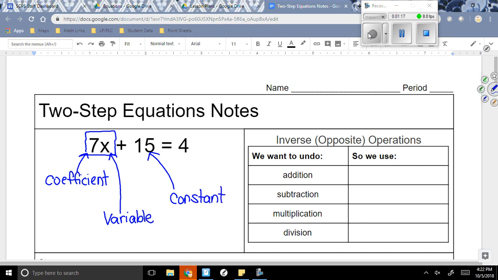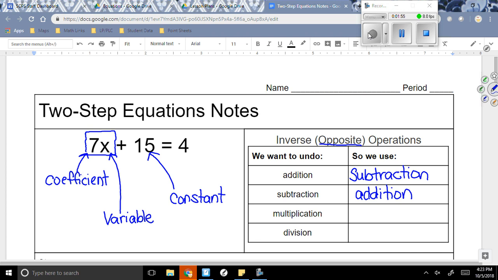When we are solving two-step equations, we're going to use a lot of inverse operations. Whenever I say inverse, I mean opposite. So let's remind ourselves of what inverse operations refer to. If we see addition in our problem and we want to undo it, we're going to use subtraction. If we see subtraction, we're going to use addition. Addition and subtraction are inverse operations because they are opposite of each other.